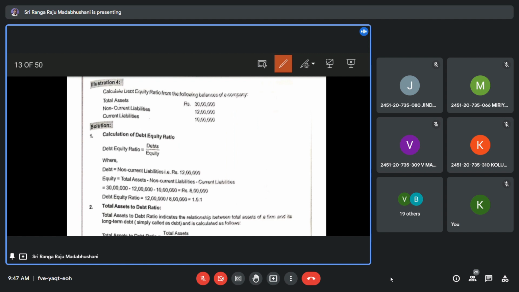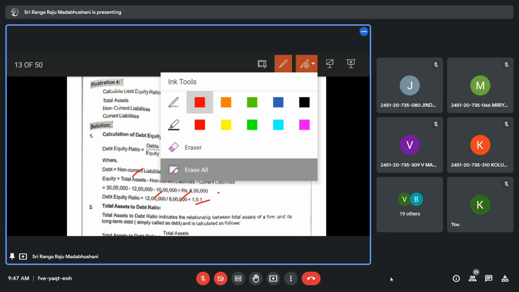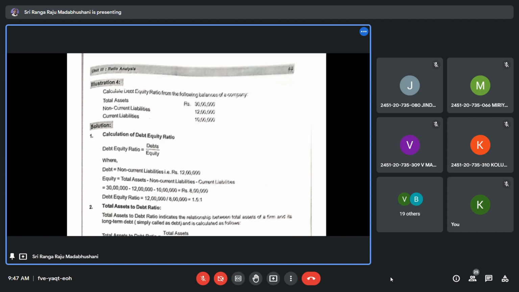Now you have to find out what is that, basing on capital plus liability is equal to asset. So from total assets, if you subtract liability, short term and long term, then you will get owner's fund. So total assets minus non-current liability and current liability, it comes to 8 lakhs. So debt equity ratio is 12 lakhs by 8 lakhs, 1.5 is to 1. So this is about debt equity ratio.